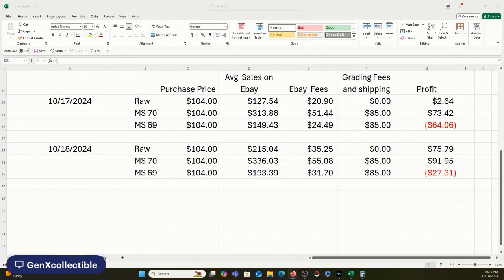So adjusting this from yesterday to today, as you can see, the prices have just gone crazy. So this is for the average coin, the non-privy mark. So now you're looking at a nice healthy number of $75. That's up from a $2 profit from just yesterday. And we can see that the 70s are bringing more money and the 69s are, although bringing in good money, by the time you figure in grading fee, you're still losing a little bit of money, but it's starting to close the gap. So this is going to be interesting to see how this transpires as time goes on.